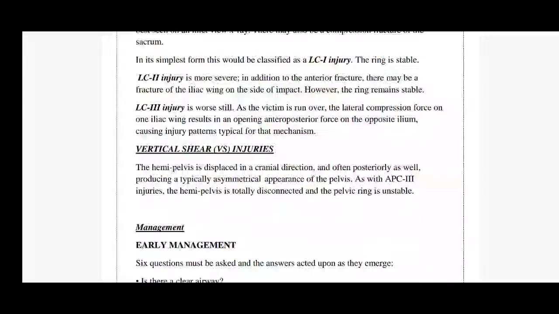Type 3 in general is vertical shear or VS injuries. The hemipelvis is displaced in a cranial direction and often posteriorly as well, producing a typical asymmetrical appearance of the pelvis. The hemipelvis is totally disconnected and the pelvic ring is unstable. Sometimes this is called spinopelvic dissociation if it occurs on each side of the pelvis. It means the spine is disconnected from the lower limbs.